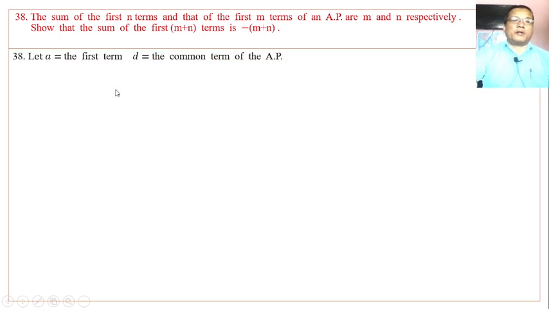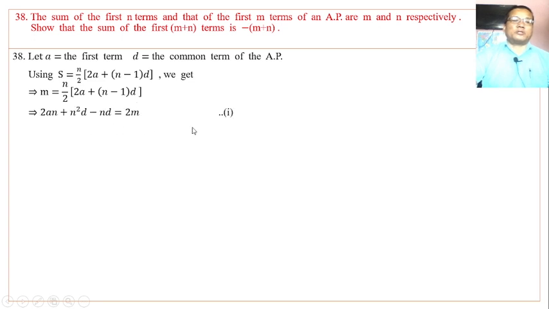Let a be the first term, d be the common difference of the AP. Using this formula, we get m equal to the sum of the first n terms. We have this, so we can simplify it to equation 1. Then similarly, the sum of the first m terms is n. Applying the formula and simplifying, we get equation 2.